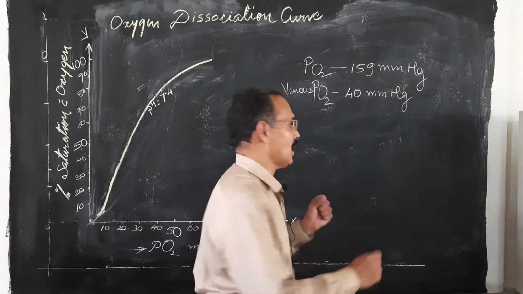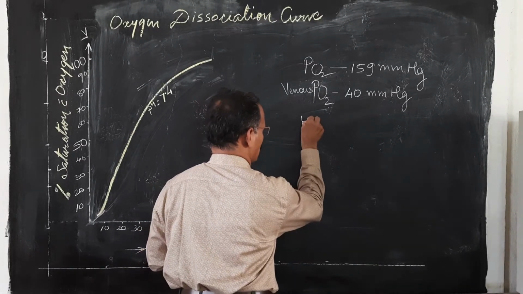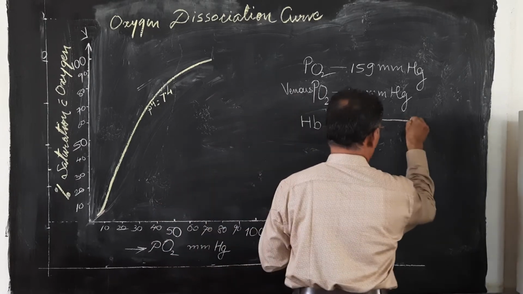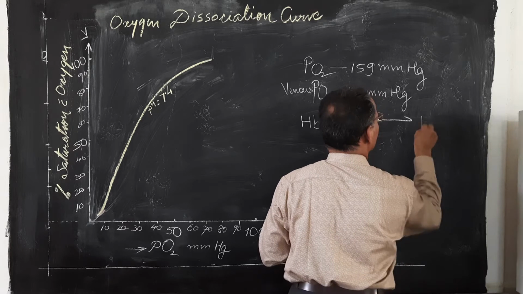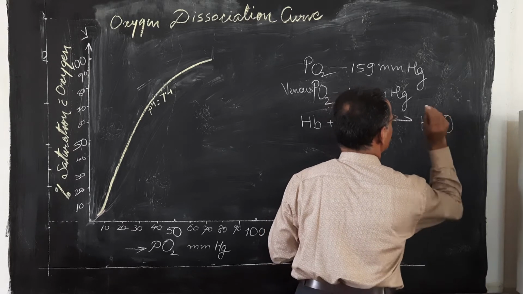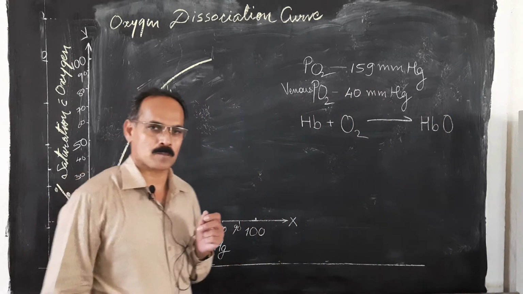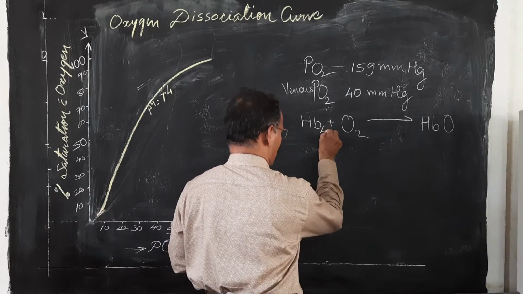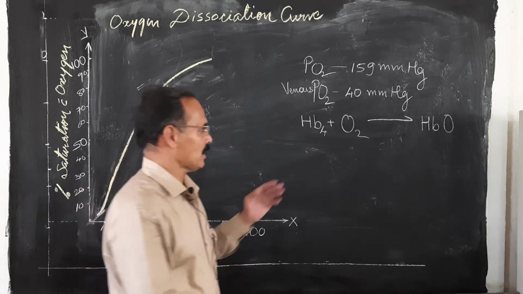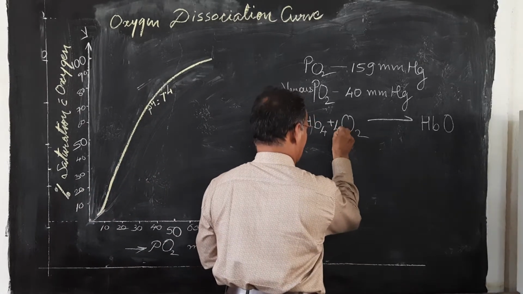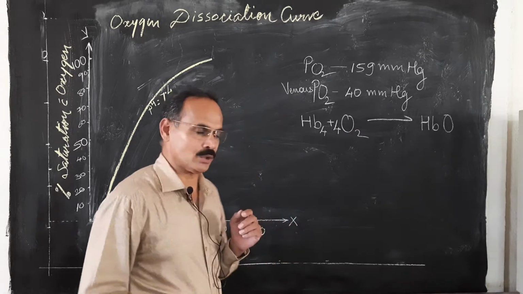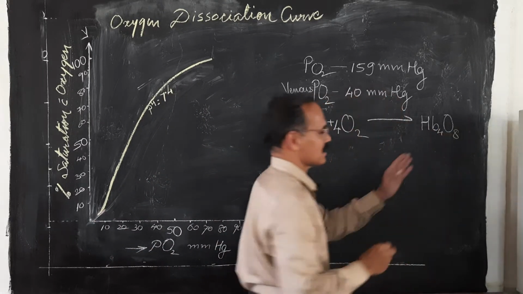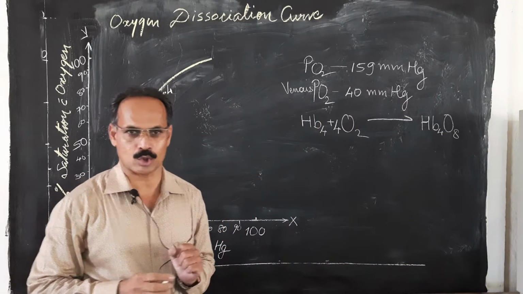oxygen combines with the hemoglobin. As we know, hemoglobin has much affinity for oxygen, and thus there is a reaction, and in that way hemoglobin becomes oxyhemoglobin. As we know, the hemoglobin molecule is found in the form of Hb4, so it requires 4 oxygen molecules, and thus there is a formation of Hb4O8. This is the saturated oxyhemoglobin.